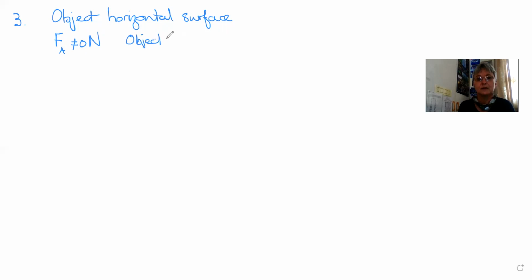So here we go. The object is still on a flat horizontal surface. Now the object, there is an F applied. It is a non-zero F applied, and the object is about to move. In this case, the static friction will be the maximum static friction.